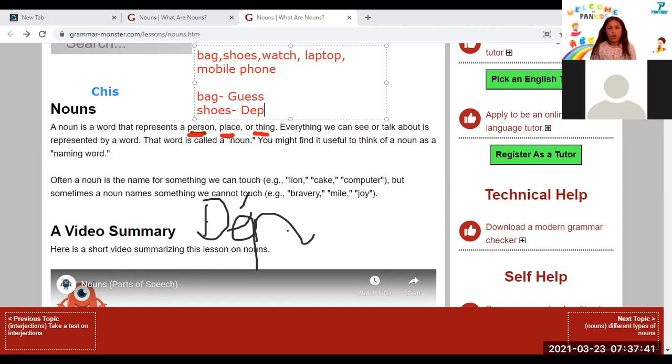Yeah. Depp shoes. Okay, that's the name of your shoes. Depp shoes. How about your watch? Do you have a watch? What's the name of your watch? Or your mom's watch? What's the name? I don't have a watch. Okay.